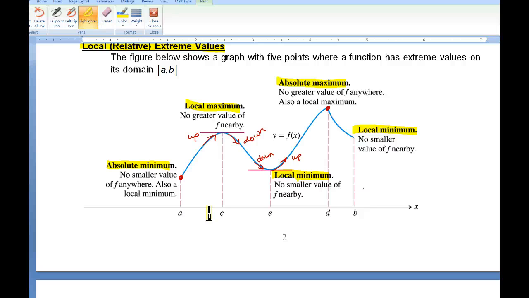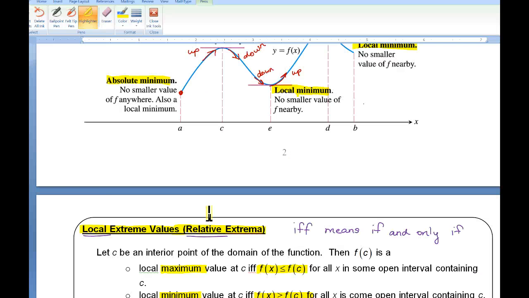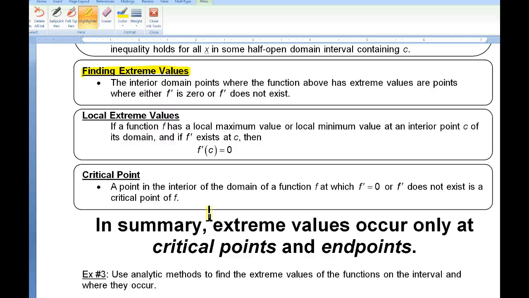What about here? Not a horizontal tangent. Basically, this would be a corner. So this is where we don't have a derivative. The derivative does not exist. So all of these qualify as maximum or minimum points. So this is really important here where we have local extreme values, or finding extreme values is where f prime is 0 or f prime does not exist.